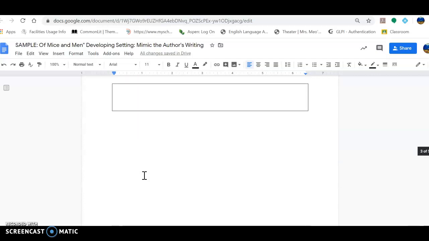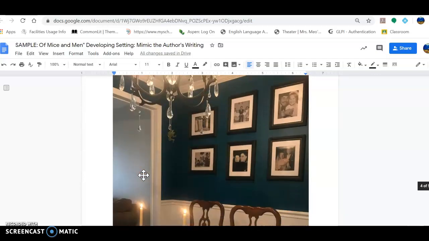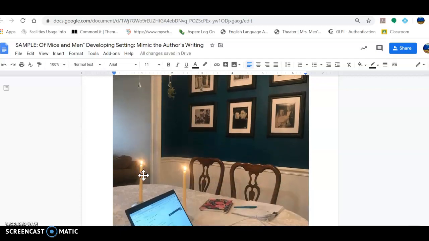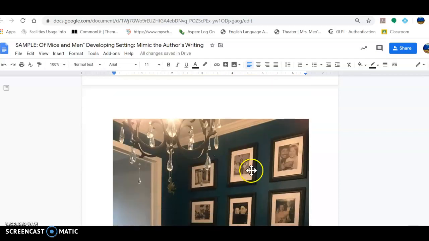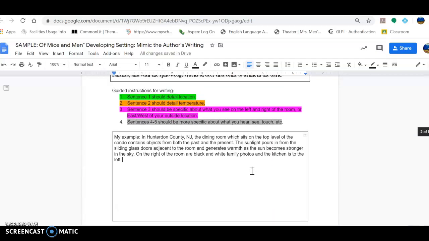Now let's go back and look at my image really quickly. There's no way of you knowing that the kitchen's to the left, but I know it's to the left because I'm in the room. So I'm going to go ahead and detail that. There are the black and white family photos.